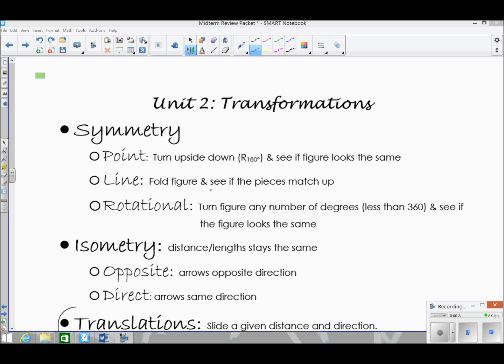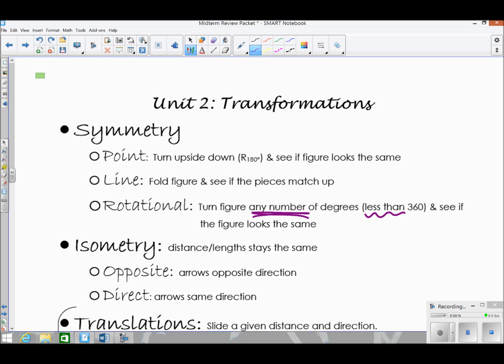So if you folded the figure and it matches up along a line, that means that it has line symmetry. And then rotational symmetry is very similar to point symmetry, but instead of having to turn the figure 180 degrees, it can be any number of degrees. And if it looks the same, then it has rotational symmetry.